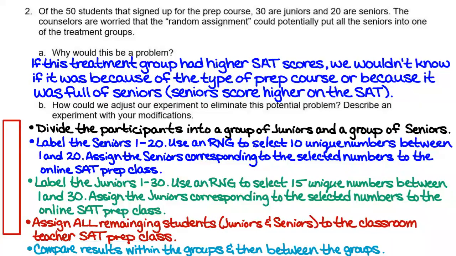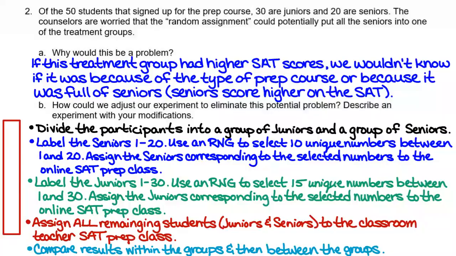Yes. So very last step, squeezed in way down here at the bottom: compare the results within the groups and between the groups. And I want to talk about that for just a moment. So I can compare the seniors that did the online class to the seniors that did the in-person class. I can compare their scores within one block. I can compare juniors to juniors, because maybe the in-person class is better for the juniors, but the online class is better for the seniors. I'm going to be able to make this determination because I broke them out into blocks first.